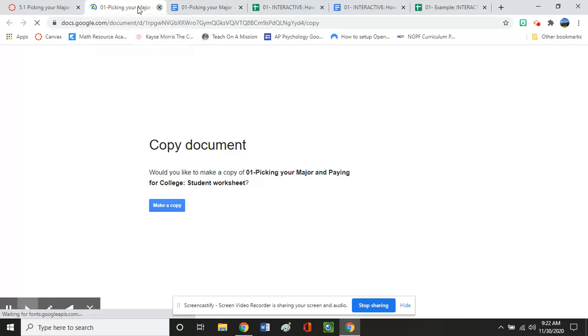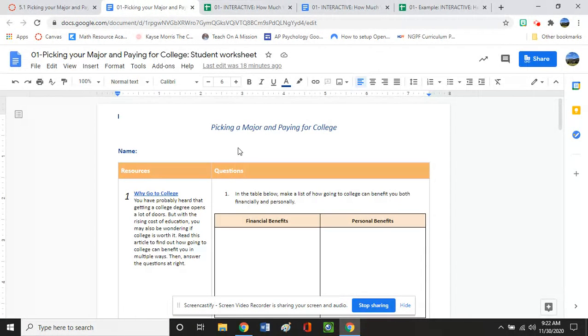And I already actually have one up here, so I'm not gonna actually make a copy. So I have one here. This is what your assignment will look like. Make sure that you are putting your name at the top. These little blue values over here, these are actually links to help you guys answer these questions.